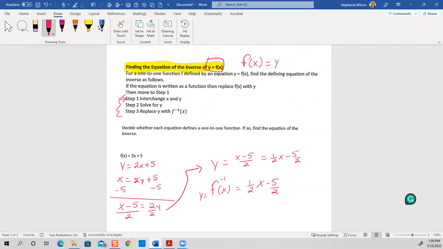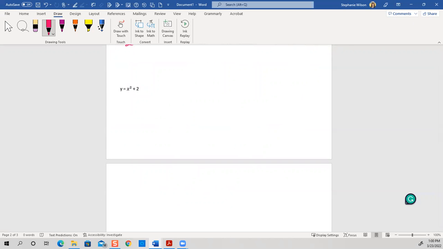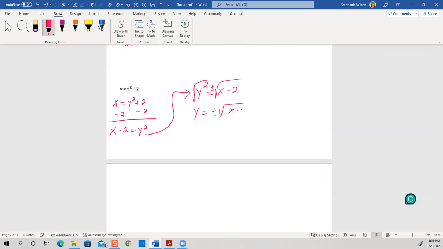Okay, now let's solve our next problem. We notice that it's already set equal to y. So all we have to do is exchange the x and y. Then solve for y. I'm going to put y first. And if you notice, there's a square on y, so we have to undo it to get it by itself. I'm going to take the square root of both sides. When you take the square root, we get plus or minus on this side. So this is my answer.